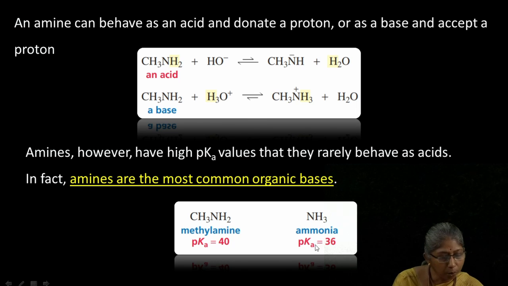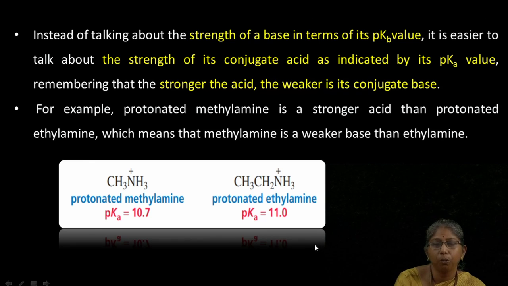And there is one more question. Why are we talking about the pKa value, the negative logarithm of the acidity constant? Why are we not saying basicity constant? Because instead of using a basicity constant, it is easier to represent it in the same terms as acidity, so that we can easily remember. The strength of the base in terms of the Kb value is not easy to remember. So the strength of its conjugate acid is indicated by its pKa value, and the stronger the acid, the weaker is its conjugate base.